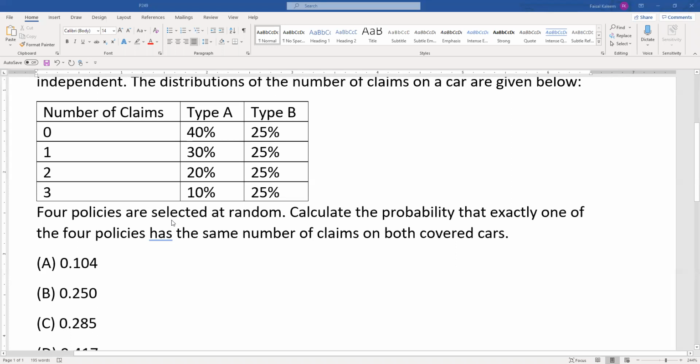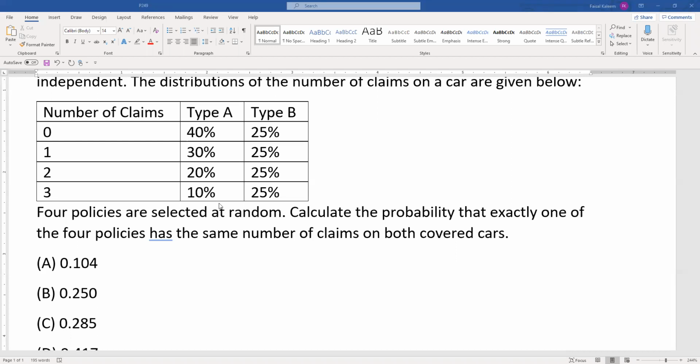4 policies are selected. Find the probability that exactly one of the 4 policies has the same number of claims on both the covered cars. So the main idea is a policy having the same number of claims means either the policy will have 0 claims on both cars, 1 claim on both cars, 2 claims on both cars, or 3 claims on both cars.